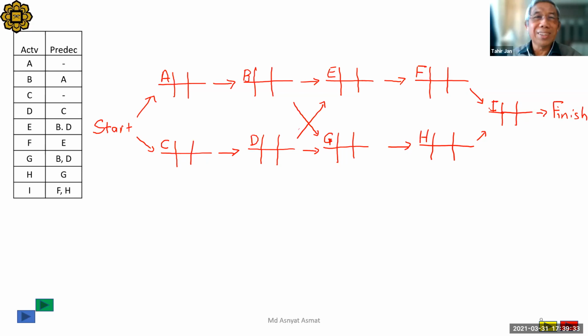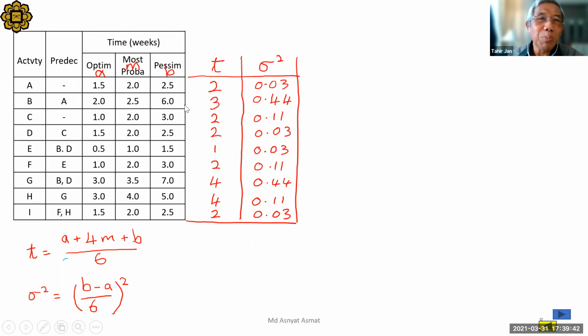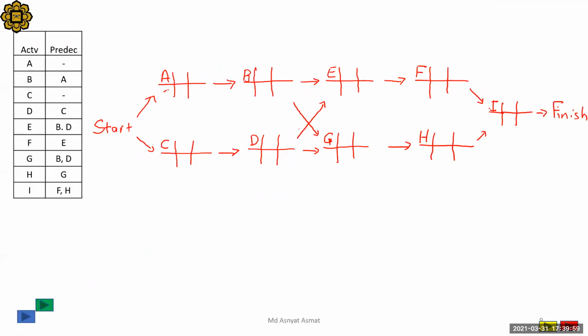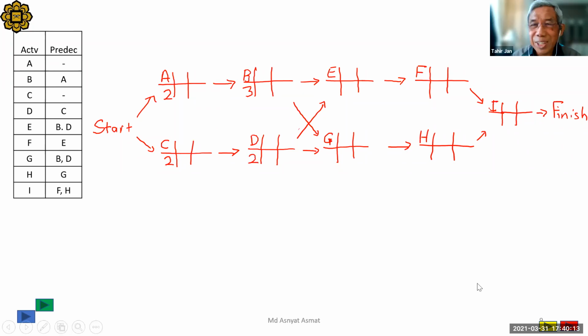Now I have to look back for the activity durations, or you have them in your paper. So remember A, B, C, D: 2, 3, 2, 2. A is 2. B is 3. C is 2. D is also 2.